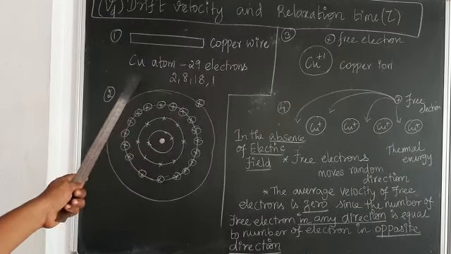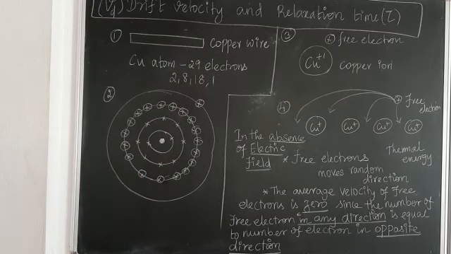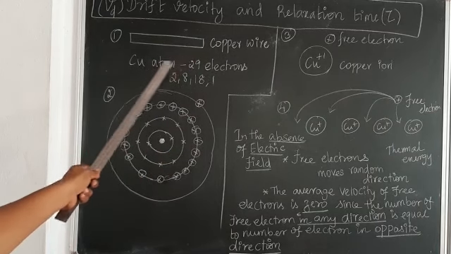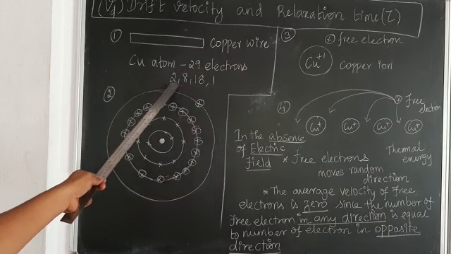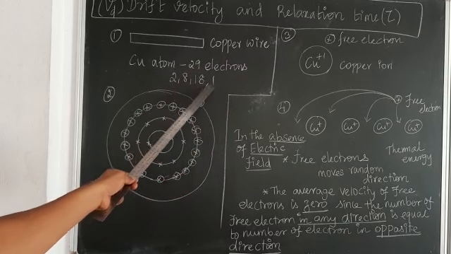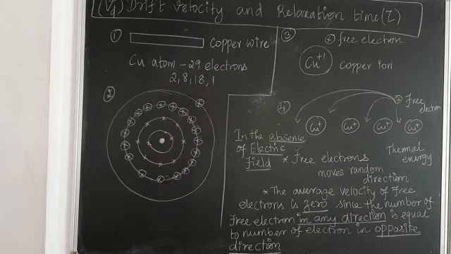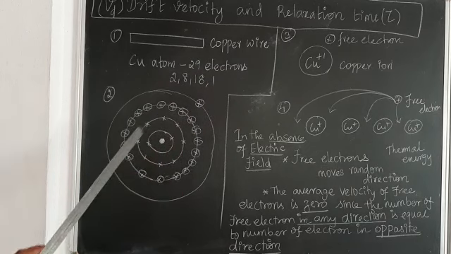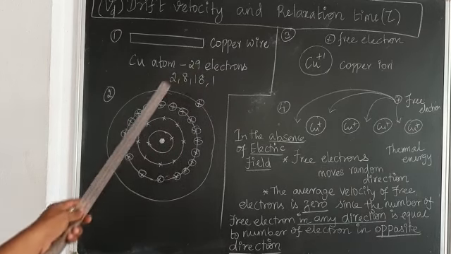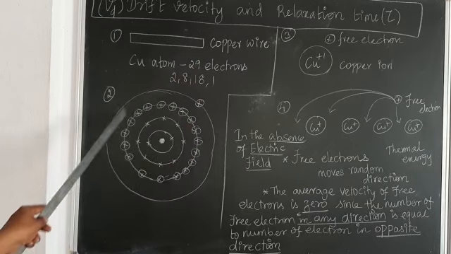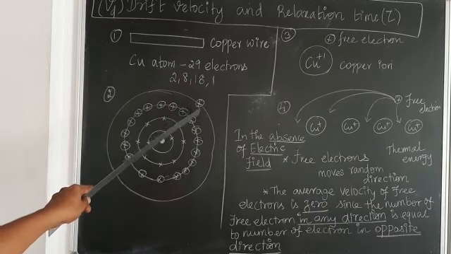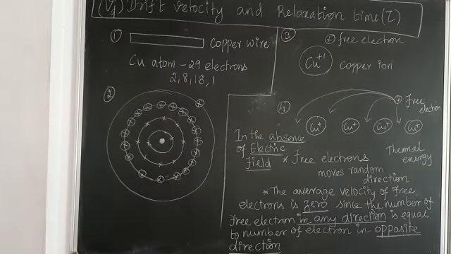Now, moving on to this concept, let's take one copper wire. Sorry, a copper atom has 29 electrons in it. Arranging it, it becomes 2, 8, 18, 1. So this 1 is the valency electron. Here I draw the structure of the atom of copper. We have a nucleus, and these are all the electrons revolving around the nucleus, and here we have one valency electron.